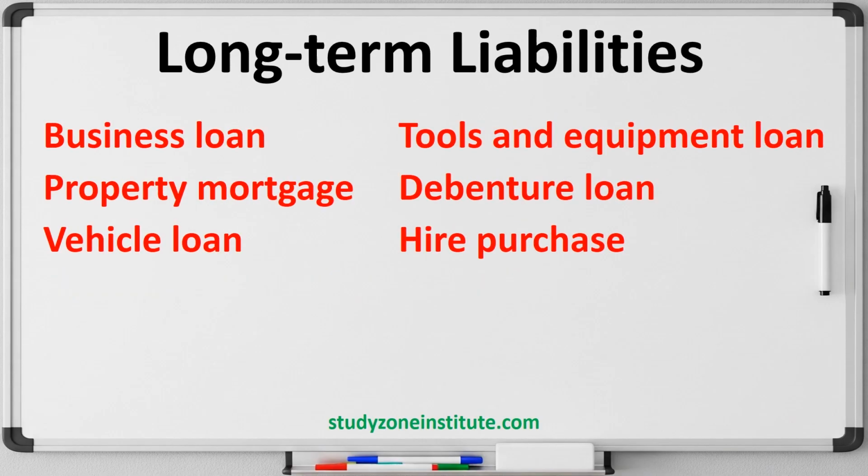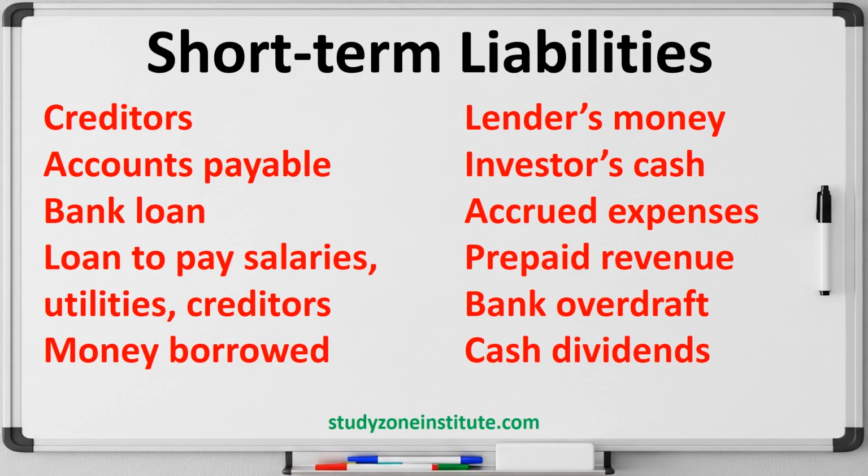Cash. Long-term liabilities. Business loan. Property mortgage. Vehicle loan. Tools and equipment loan. Debenture loan. Hire purchase. Short-term liabilities. Creditors. Accounts payable. Bank loan. Loan to pay salaries, utilities, creditors. Money borrowed. Lender's money. Investor's cash. Accrued expenses. Prepaid revenue. Bank overdraft.